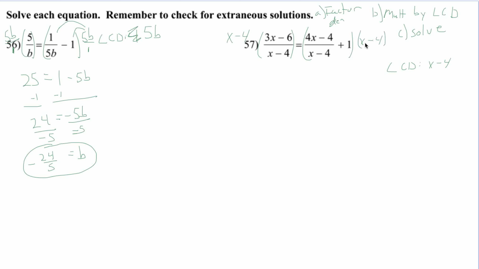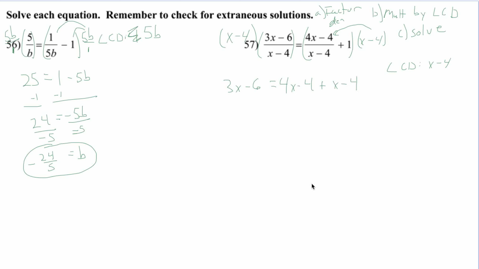So this one looks a little tricky because x minus 4 times this first part, the x minus 4 cancels, and we're left with 3x minus 6. On the right side, we're going to take x minus 4 times this first fraction. Well, x minus 4 cancels again, so we're left with 4x minus 4. And then we have to do x minus 4 times 1. So we have this plus, well, x minus 4 times 1 is just x minus 4.